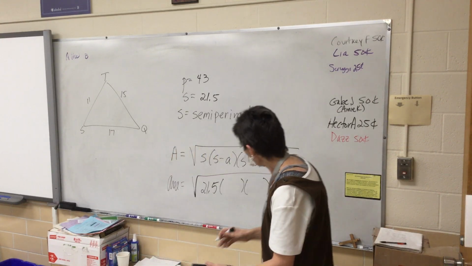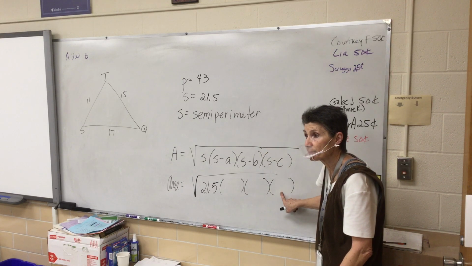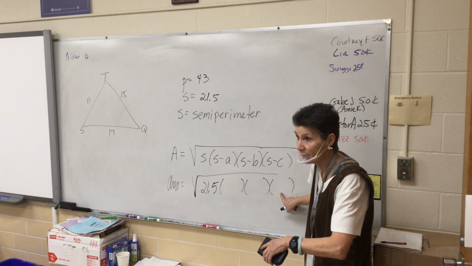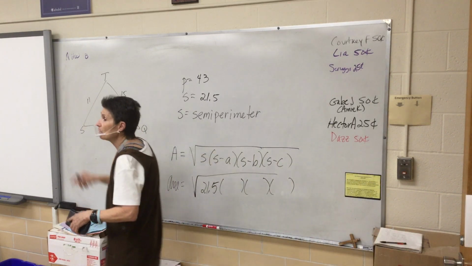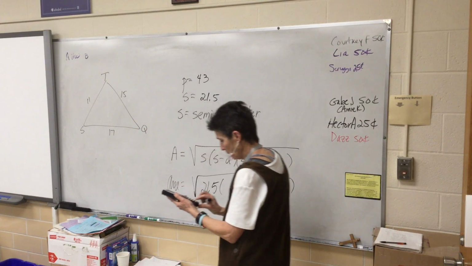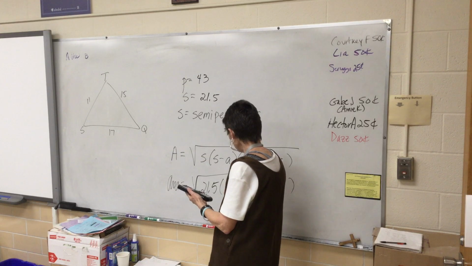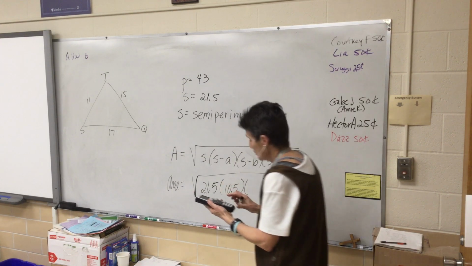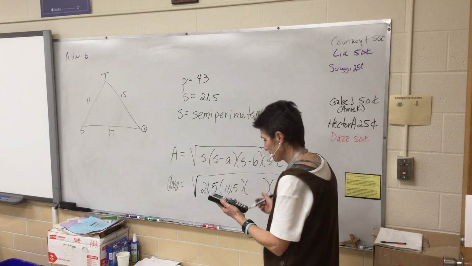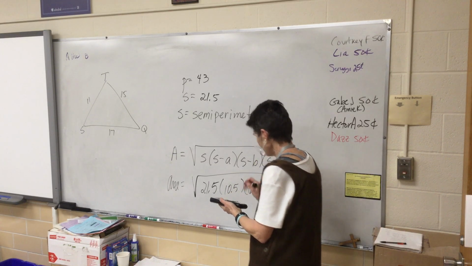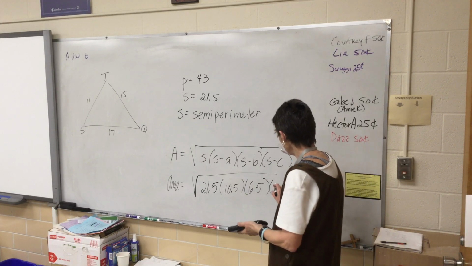Now, how do we find the numbers that go in the rest of these spots? We take the 21.5 minus each of these in any order. So 21.5 minus 11 is 10.5. 21.5 minus 15 is 6.5. And 21.5 minus 17 is 4.5.